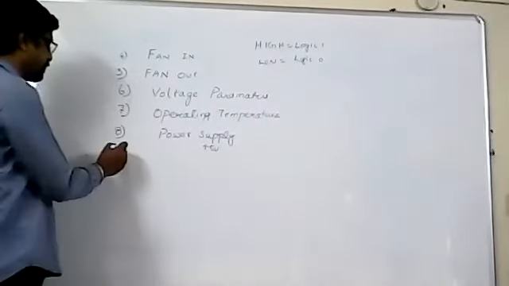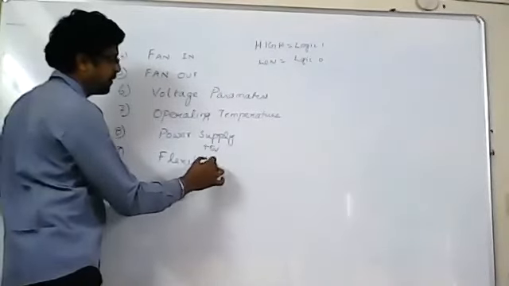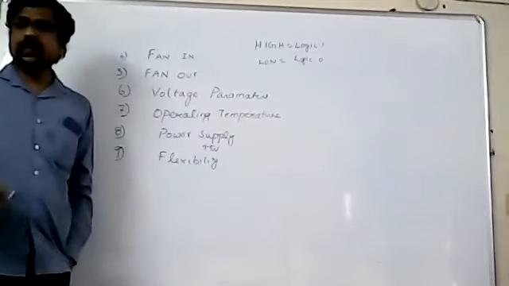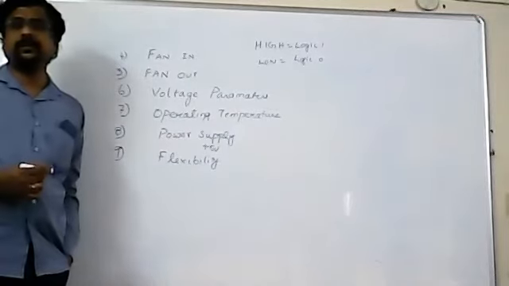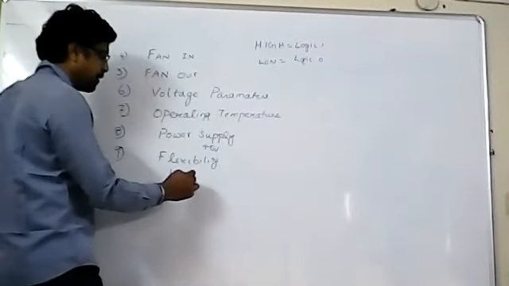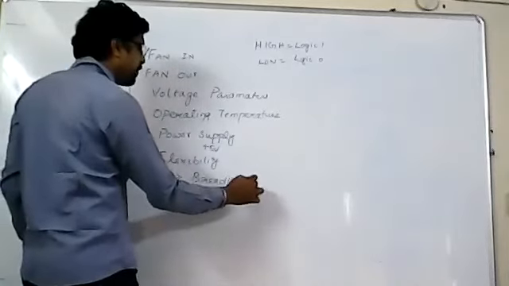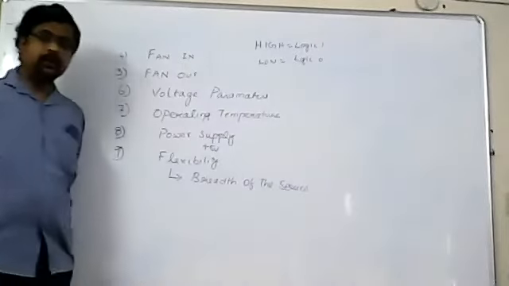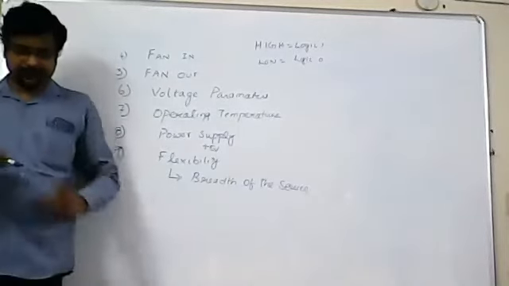Next is the last one. Flexibility. The last character. So under the flexibility, there are again many divisions. So we'll see the important divisions. One is called as the breadth of the series. Breadth means what?